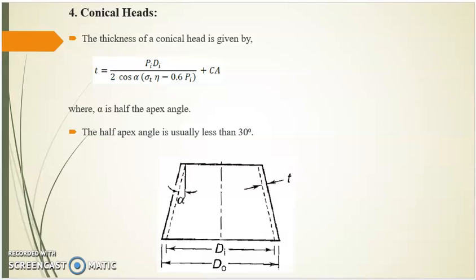Now we will see the conical head. The thickness of the conical head is given by T = Pi × Di / (2 cos α (σT η − 0.6 Pi)) + C, where α is the half apex angle. The half apex angle is usually less than 30 degrees. This is the conical head. This is the cone shape, where Di is the inner diameter, Do is the outer diameter, T is the thickness, and this is α, the semi-cone angle.